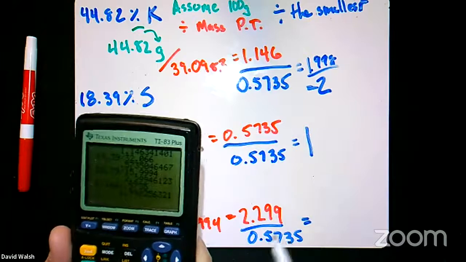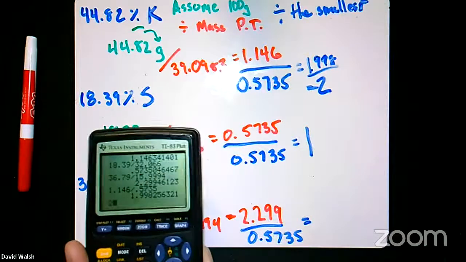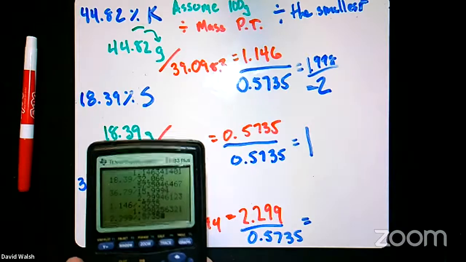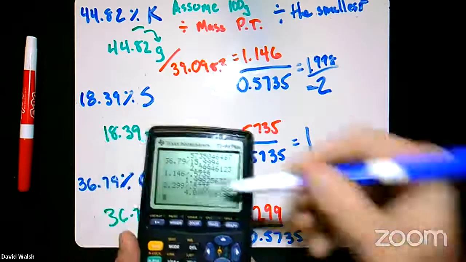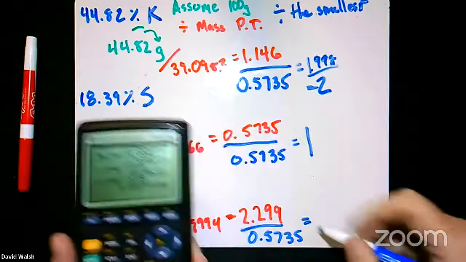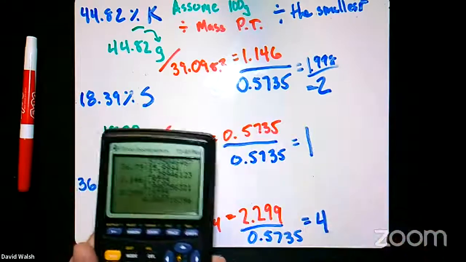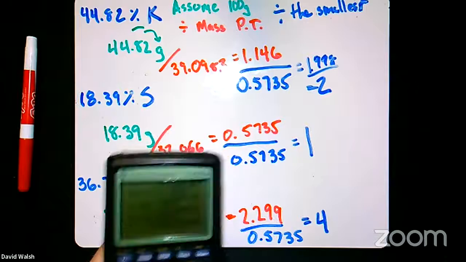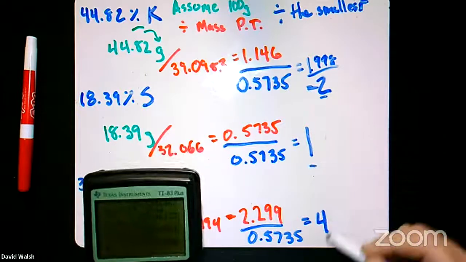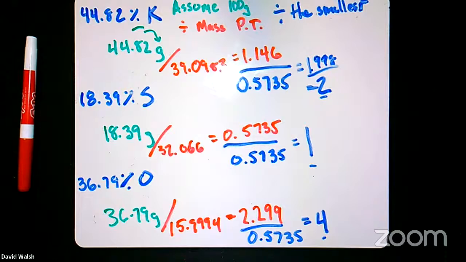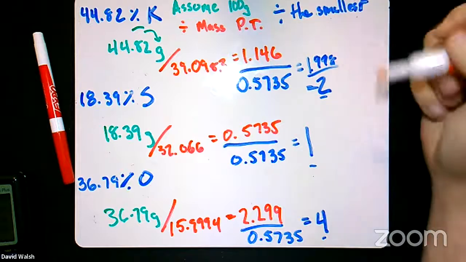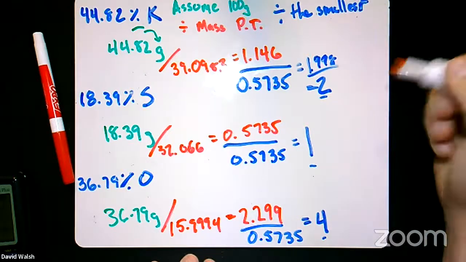Then we're going to do the same thing down here. We're going to do the division, 2.299 divided by 0.5735. It says 4.0087, but I'm going to say that that's close enough to equal 4. Okay, so now look, we have whole numbers here. That tells you how many atoms of each element are in the compound.